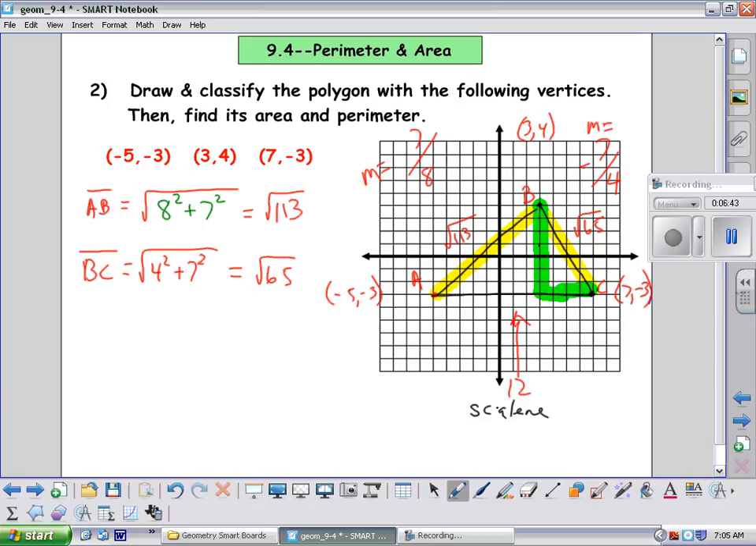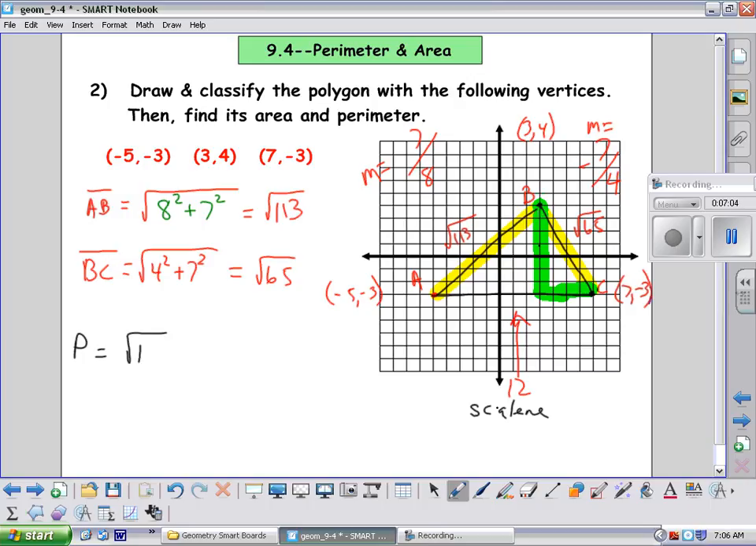So that's definitely not a right angle, and it looks like it's less than 90 degrees, but we could double check that later. But we'll just call that a scalene triangle for now. Okay. The perimeter, I just need to add up my three sides.